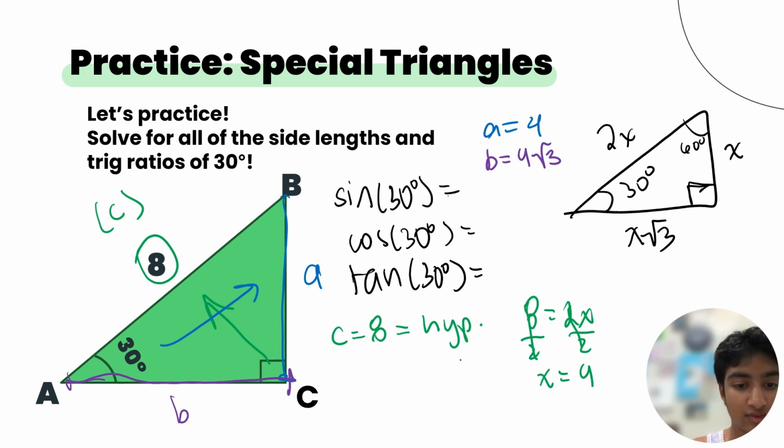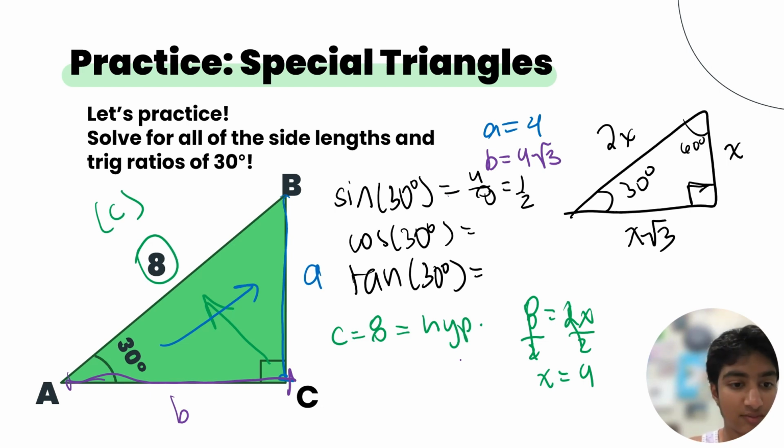So let's start off with sine 30 degrees. If you remember, sine equals opposite over hypotenuse. Opposite here is A, and hypotenuse is C. A is 4, so you do 4 over C, which is 8. So you get 1/2.